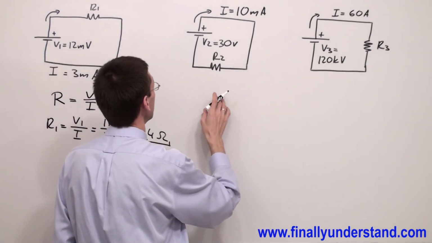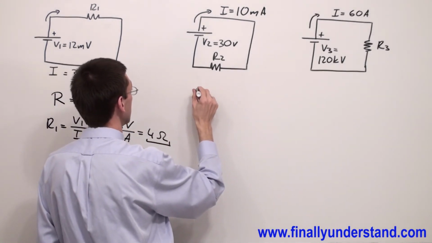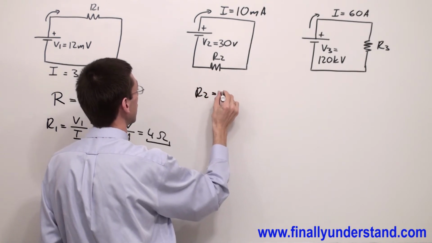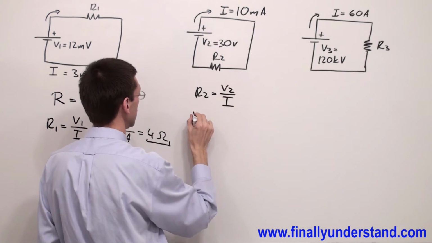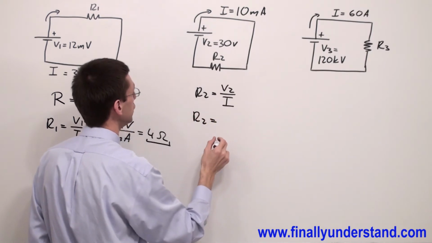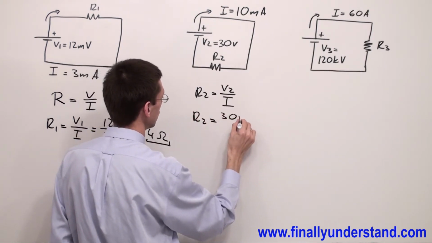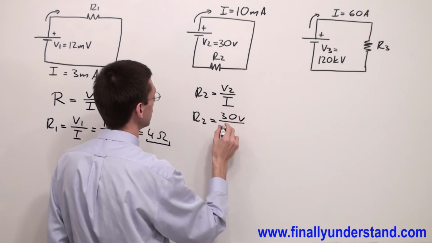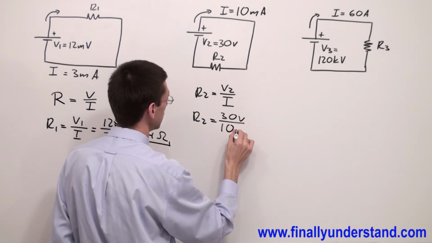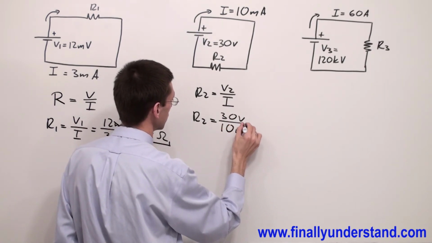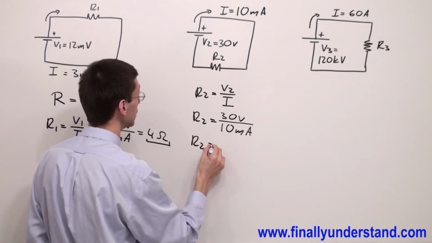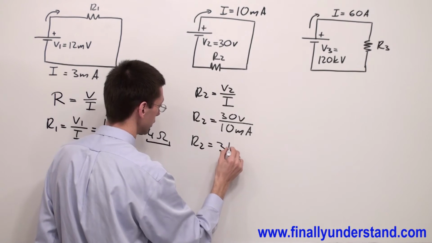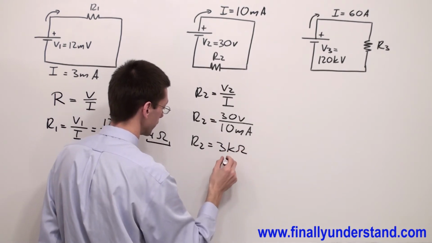Let's take a look at this one. R2 equals V2 over I. R2 equals V2, 30 volts, over 10 milliamps. R2 is equal to 3 kiloohms.